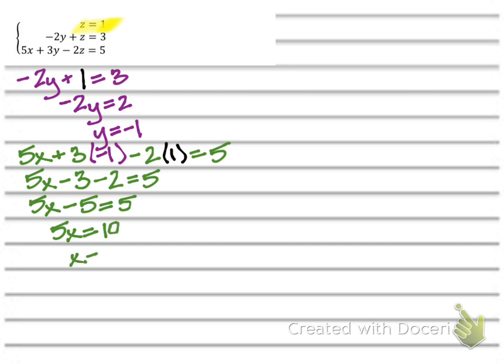X is 2. Now, just like when we do the ordered pair that's x, y, the ordered triplet has to be x, y, z. So 2, negative 1, 1.